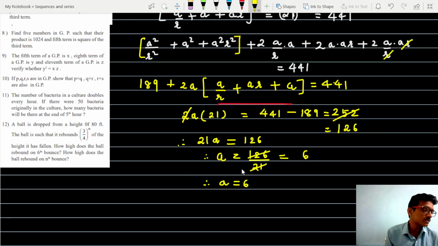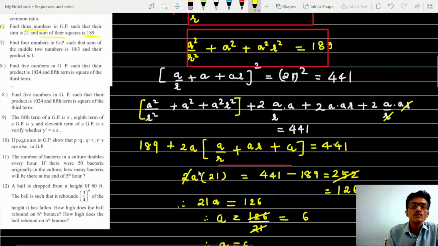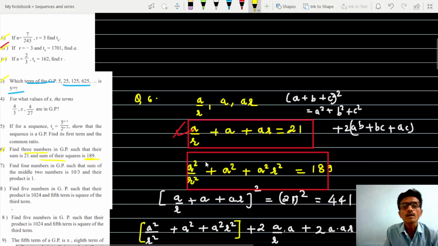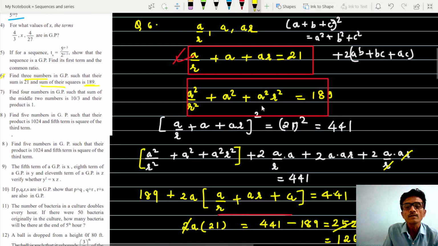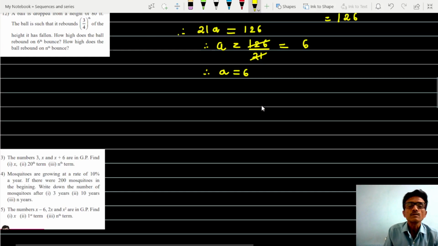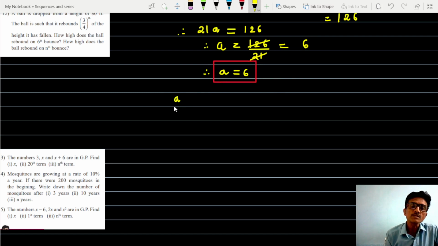We have to find the numbers. So what are our numbers? Our numbers are A upon R, A and AR. So for this we have to find the common ratio R. So we will consider the first equation. What is our first equation? Once you get A, you also have to find R. So how to get R? Our first equation is this: A upon R plus A plus AR, that is equal to 21.